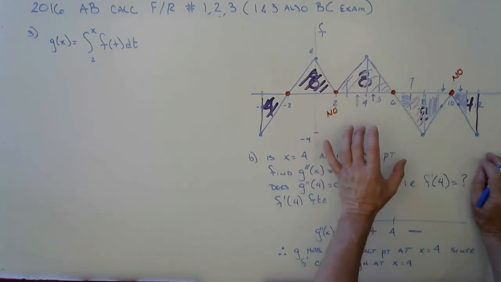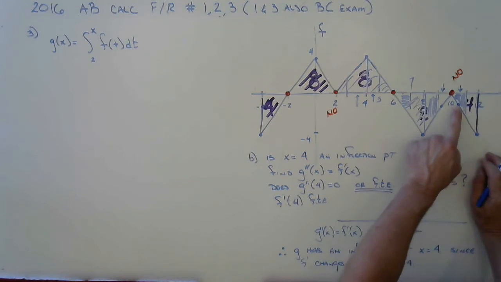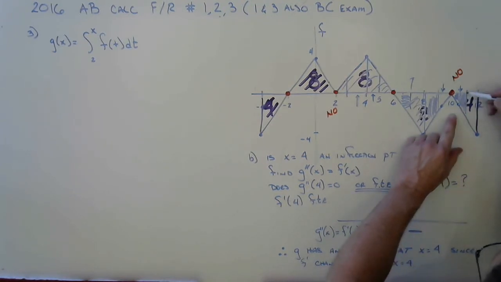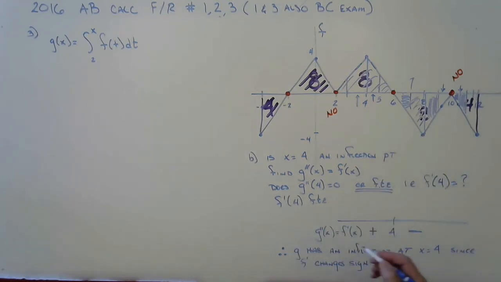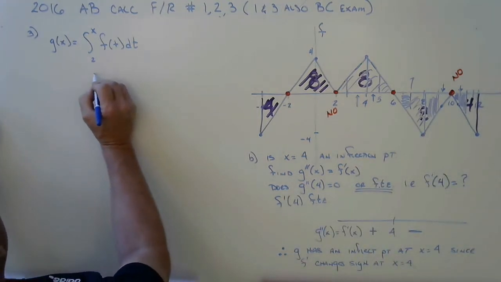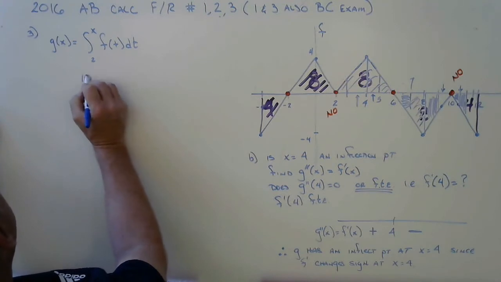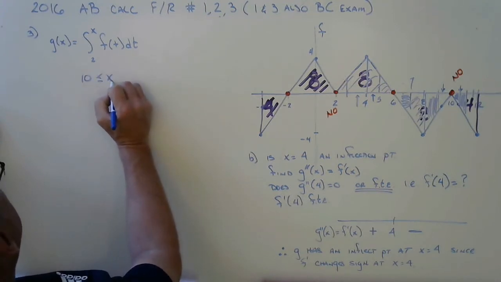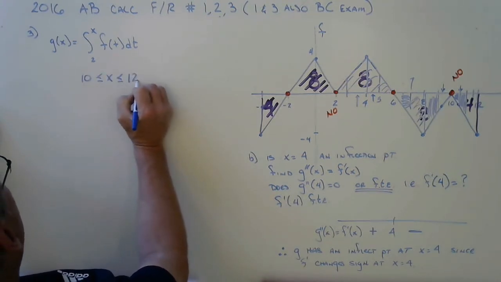These two triangles offset. That's negative, so I'm going to be negative at 11. I'm going to be negative at 10.5. I'm going to be negative at 11.5. So one interval where we're going to be negative is 10 is less than or equal to x is less than or equal to 12.